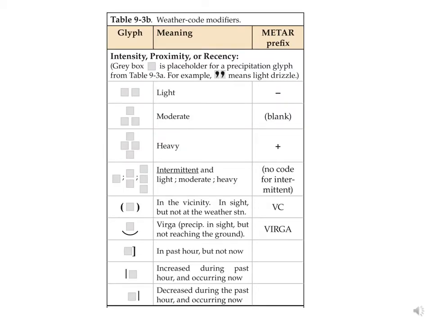And then we can put some of those weather symbols together. For example, if we put two solid circles, that would be light precipitation. If you had three solid circles, that would be moderate precipitation. If you had four, that would be heavy. You can also do other things like intermittent or virga, or things that are in the past hour but not now. But all of those can be done with snow, can be done with drizzle, can be done with rain. You can just basically identify whether it's light, moderate, or heavy, or intermittent.